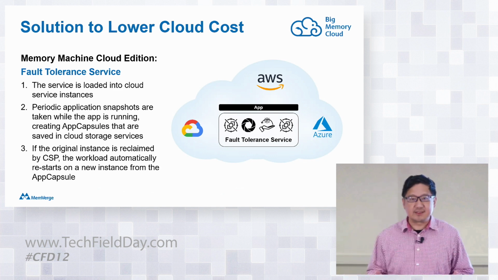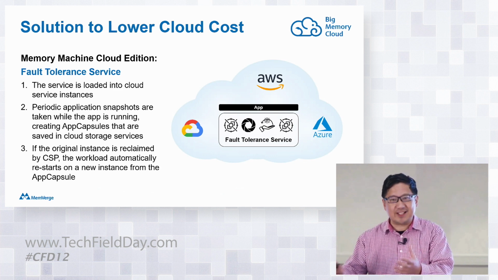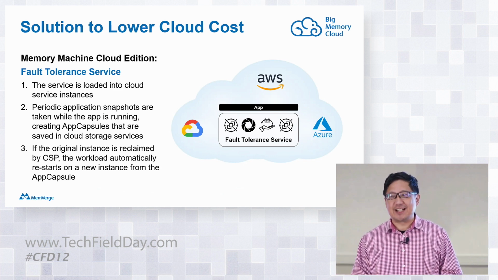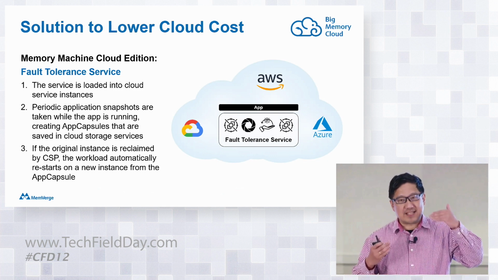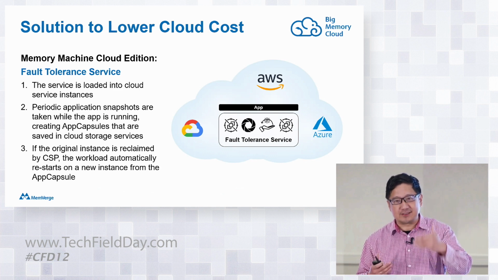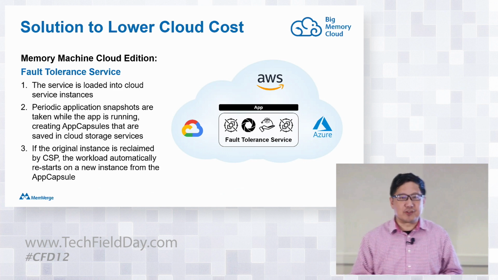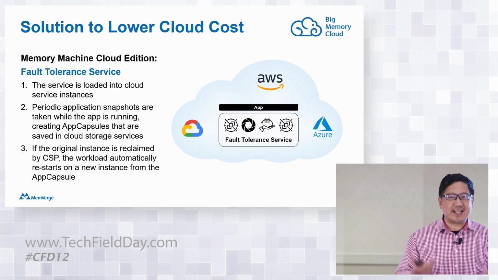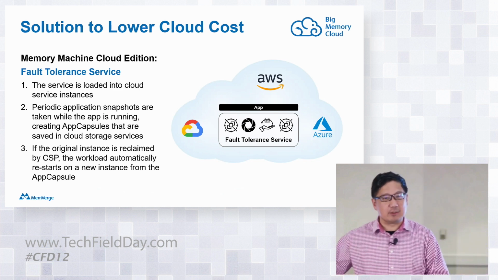Now, with spot instances, as we know, the problem is when the spot instance is being taken away, then you lose your application and you have to restart from 2 weeks ago. Now, with our app capsule technology, we can capture the application state periodically, essentially through this service we can provide to any applications called fault tolerant services. Essentially, it can make every application fault tolerant to a computing instance being taken away from them.